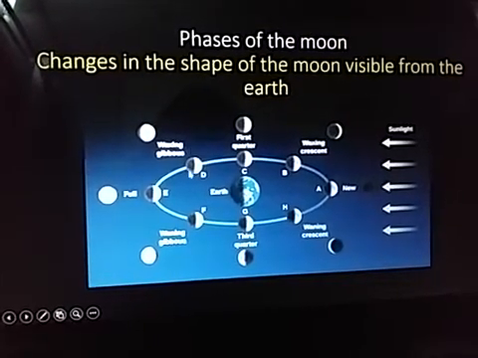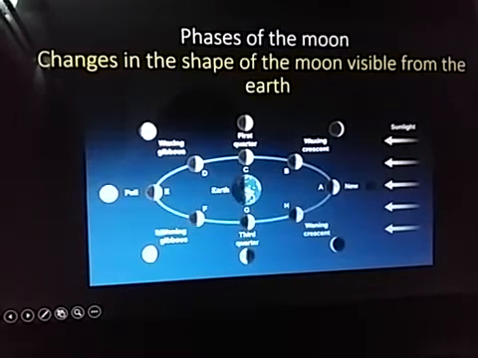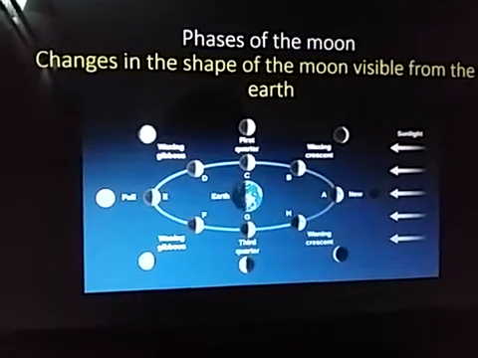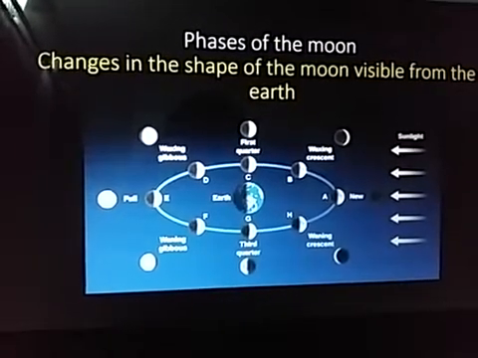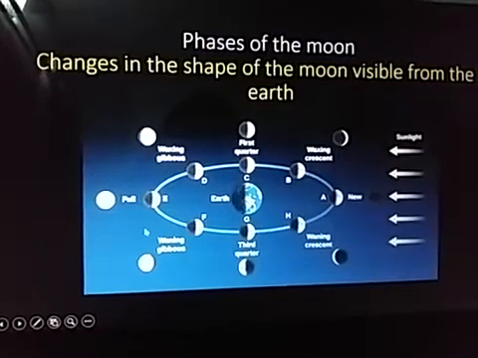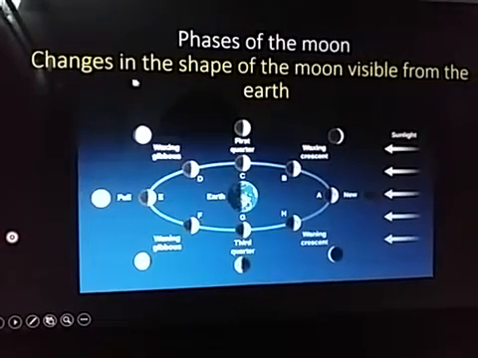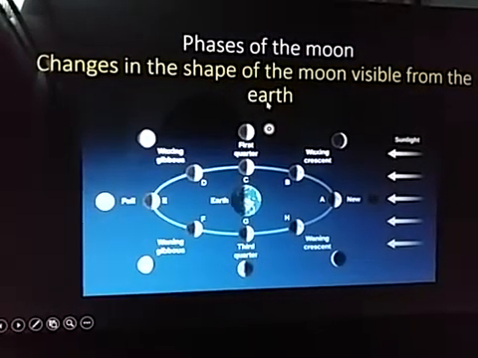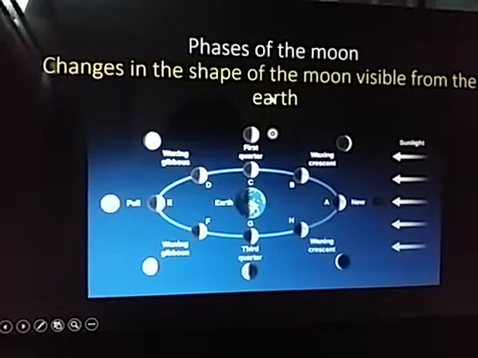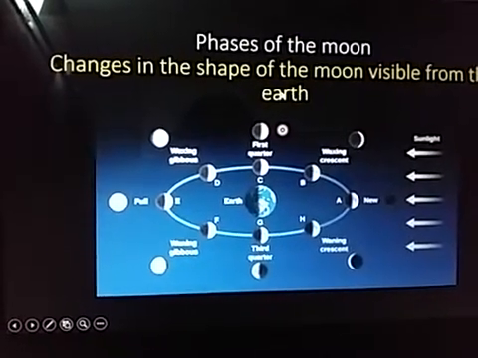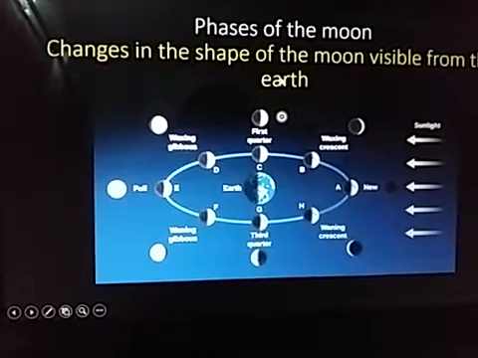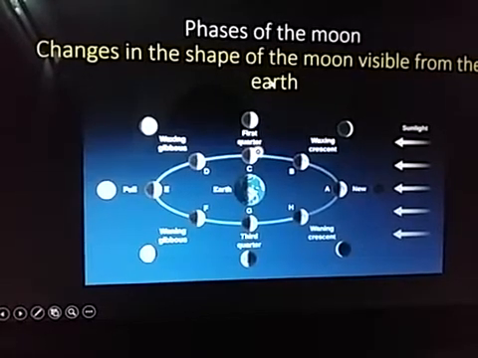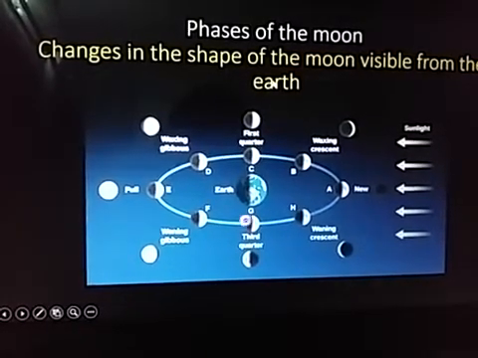In this slide, we are going to learn about the different phases of the moon. Now, what is the meaning of the phases of the moon? Well, it means changes in the shape of the moon visible from the earth. Now, the phases of the moon depend on the moon's position compared to the earth and the sun. The moon takes around 28 days to go around the earth.